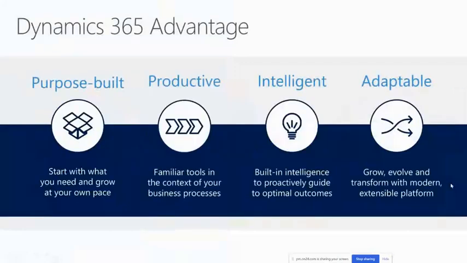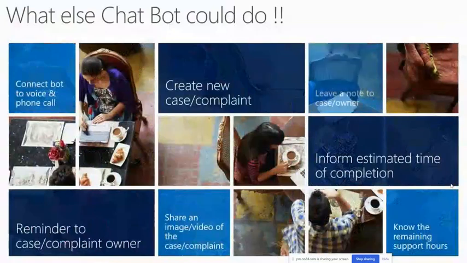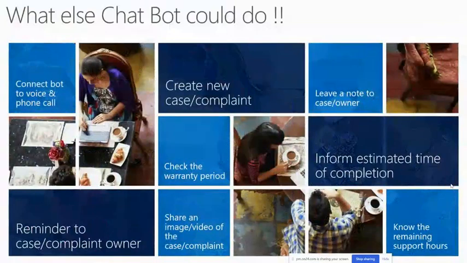What else can I do with the chatbot is create new cases or complaints, like how we did from the self-service portal. If I have to send a reminder to the case owner, the person who is actually handling the issue, I can very well do so. If I want to share an image or a video of a ticket, I can do that. You can check the warranty period. You can leave a note to the owner, let's say, before coming home, you can give me a call.